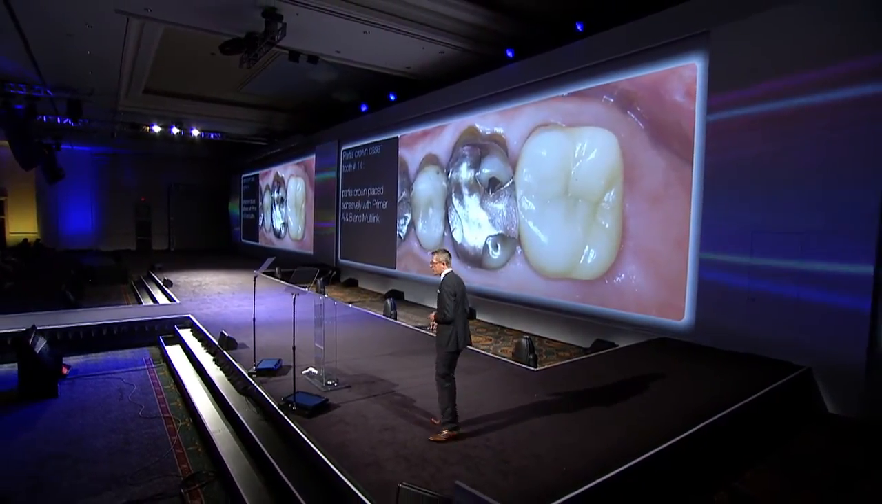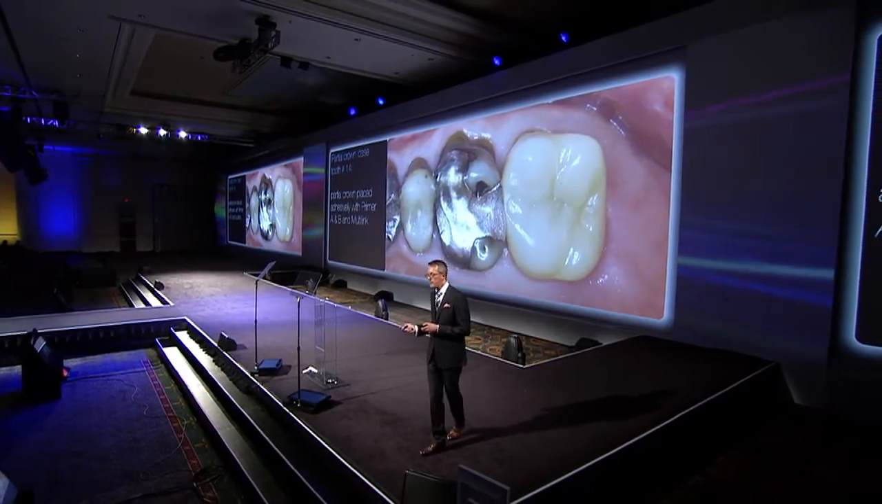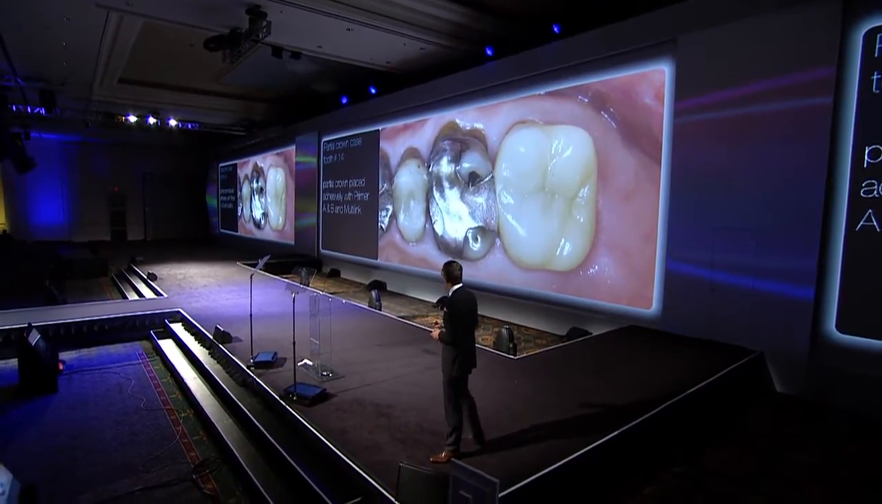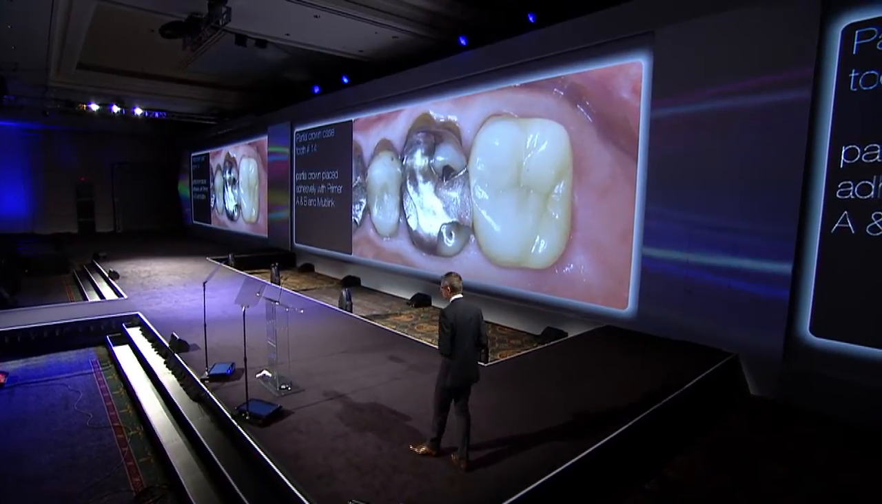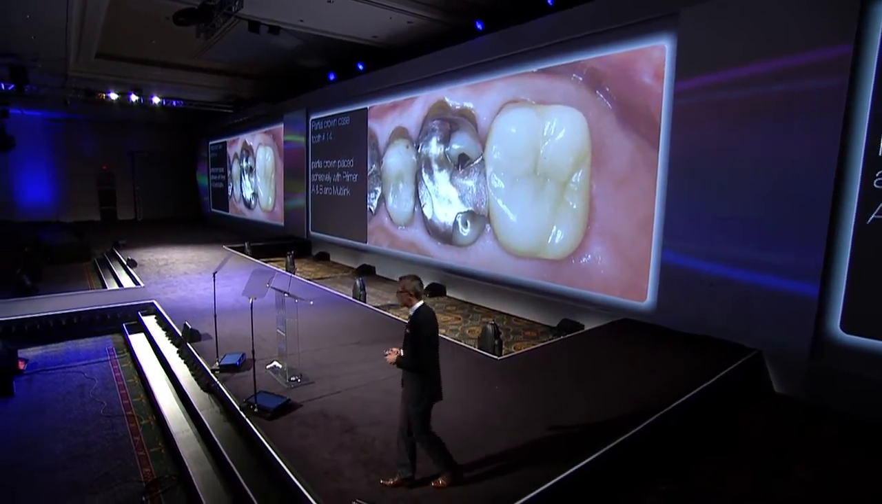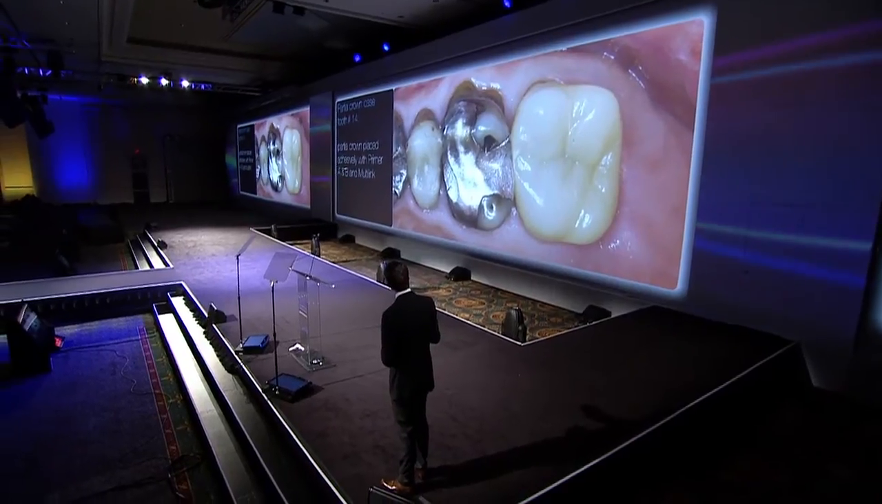Then I placed this restoration. In this case, I didn't use the Tetric material because it's very hard to remove the excess material here at the distal of this tooth. So it's easier in such a case to use the Multilink material. Multilink in combination with the Primer A and B. And this is directly after placement and after polishing the ceramic surface.